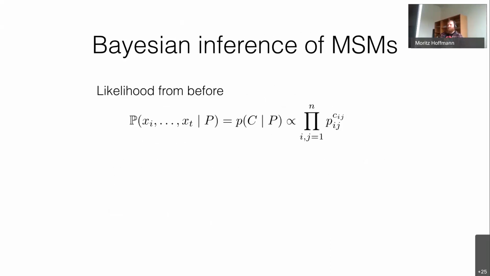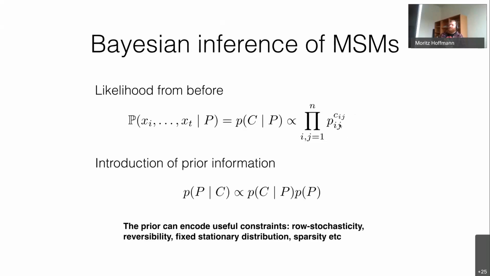So we take the likelihood of before, given the P, how probable is it that the data x1 to xT was generated by P. And this is actually just based on the count matrix C. So we look at the probability of C given P. And this is really just this product, this likelihood that we've seen before. Okay, and now if we do Bayesian inference, we use Bayes' theorem, and we can write it like this.